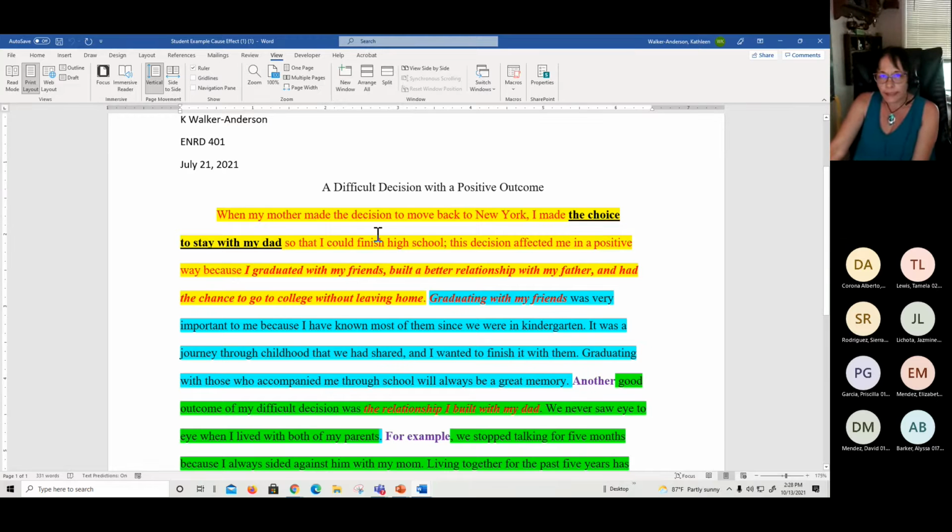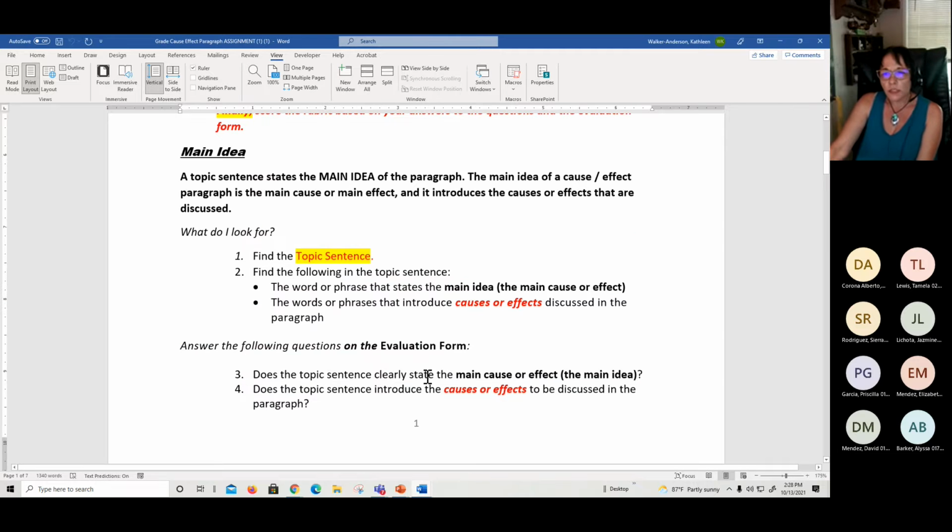So the main idea is the cause. The cause was staying with the dad. The effects of the cause were these three things. I graduated with my friends, built a better relationship with my father, and had the chance to go to college without leaving home. All right, so then that's it for that section. Now we have to answer the questions. Does the topic sentence clearly state the main cause or effect?